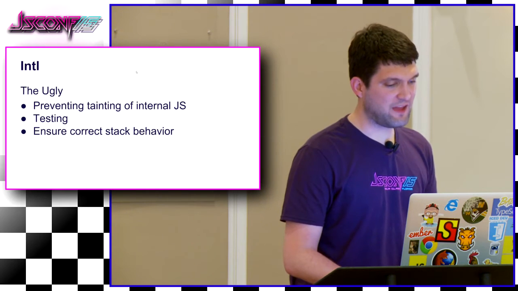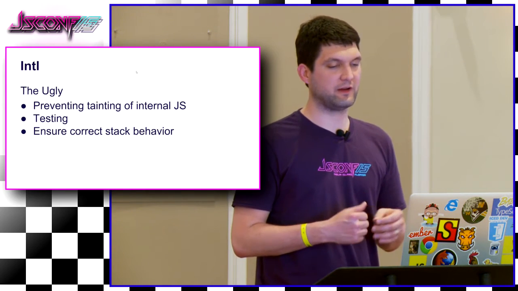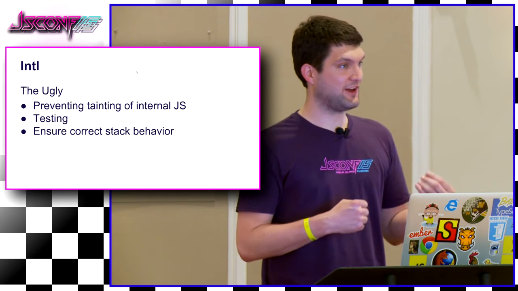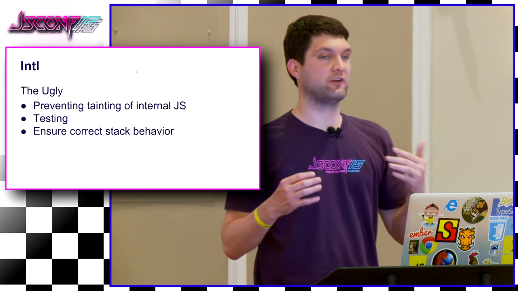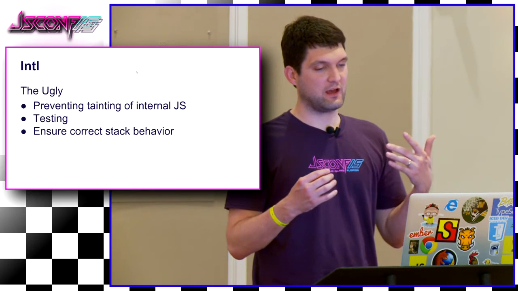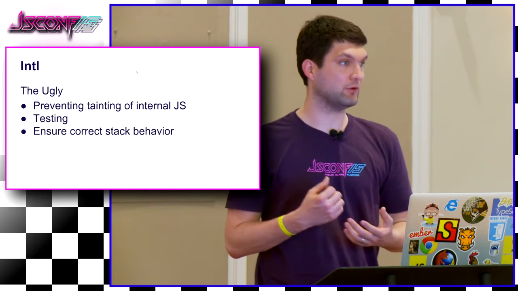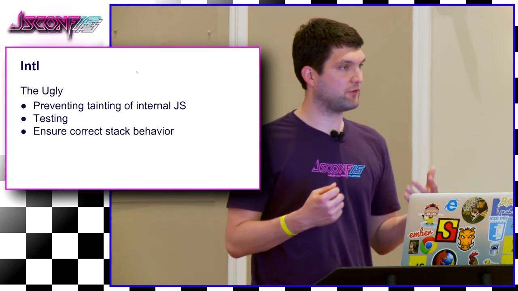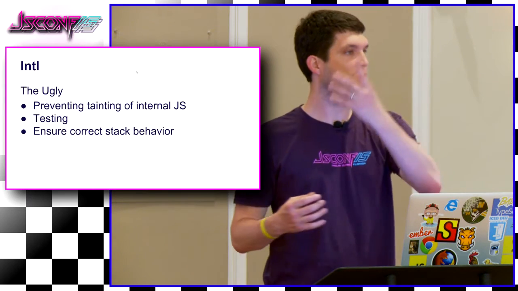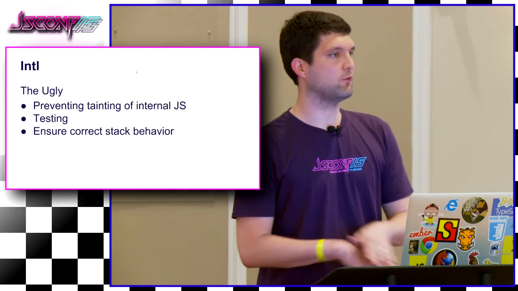And then the ugly. So I already mentioned preventing tainting of internal JS objects, but then you have to be able to test that and try to ensure that you're guarding against that. So it not only complicates the guards, so implementing all the guards around it, but also the testing of those too. And then also ensuring that you have the correct stack behavior. So if you're debugging and you want to walk the stack, you don't want to go into the internals of the built-in. You want that to be obscured and hidden away.